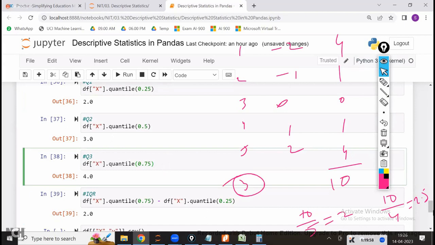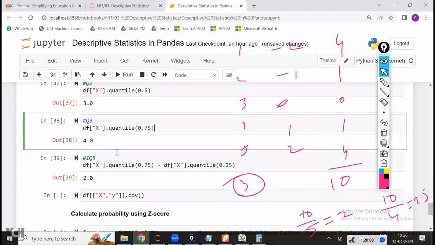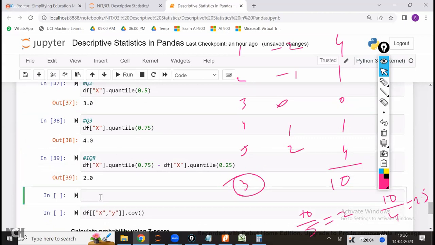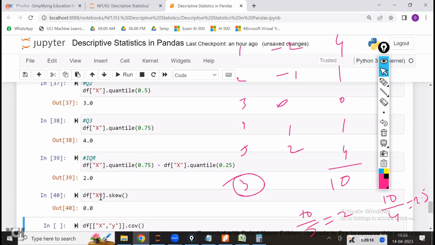Next, we want to calculate the skewness, whether the data is skewed or not. So for the DF of X variable, use dot skew. Dot skew gives the skewness value. The skewness equal to 0 means it is perfectly normally distributed. That is the meaning of that one.